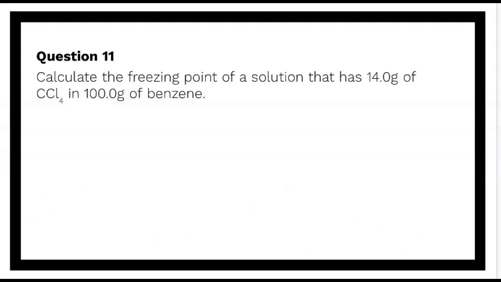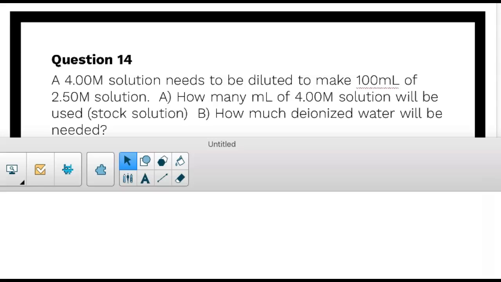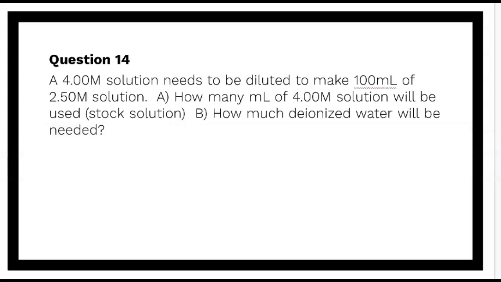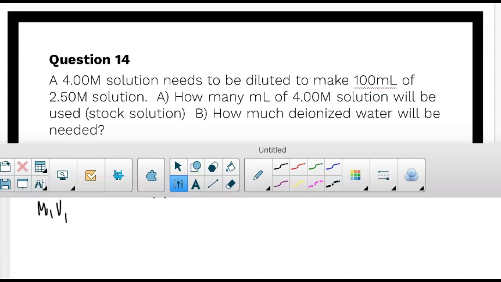All right, so there's that one. And then the next question is question 14. So real quick, it says a 4 molar solution needs to be diluted to make 100 milliliters of 2.5 M solution. So what that's saying is that you have a stock solution of 4, right? And you don't know how much you're going to need of that to make 100 mils of a diluted solution. Use M1 V1 equals M2 V2.